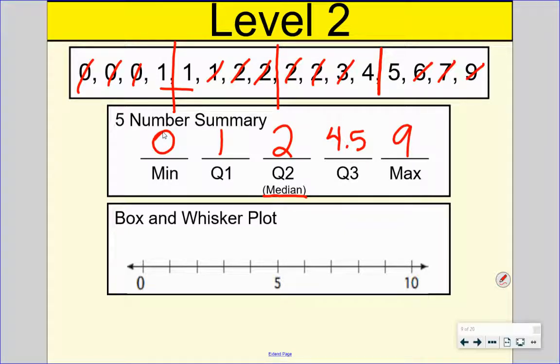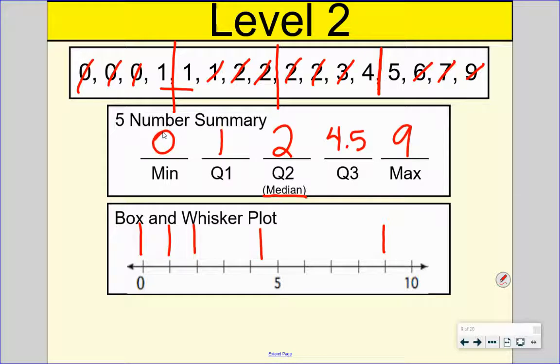We're going to make our box and whisker plot. We look at these numbers, and on this graph, we are going to draw a line right above 0. Here, our first quartile was 1. We're going to draw a line right above 1. Our second quartile number was 2. We're going to draw a line right above 2. Our third quartile was 4.5. So right here, halfway between 4 and 5. And our maximum was 9. So for this 5-number summary, we've drawn these 5 lines.